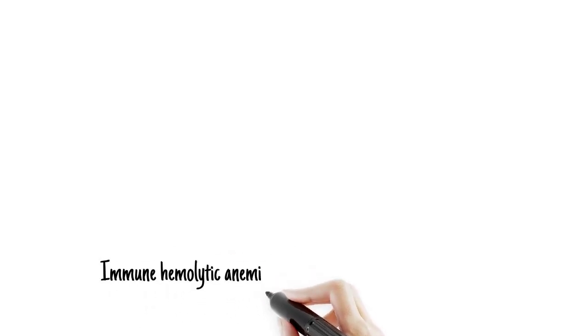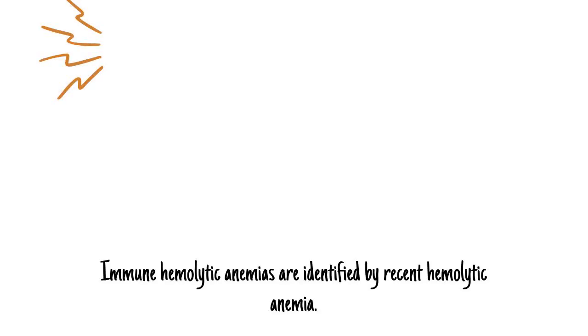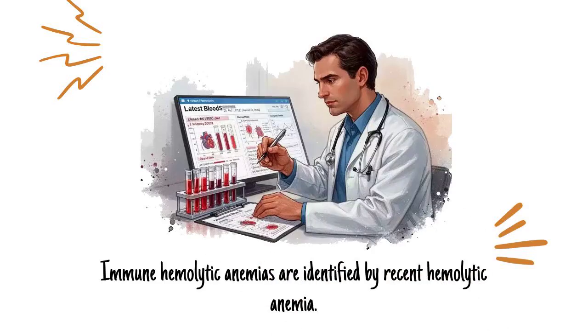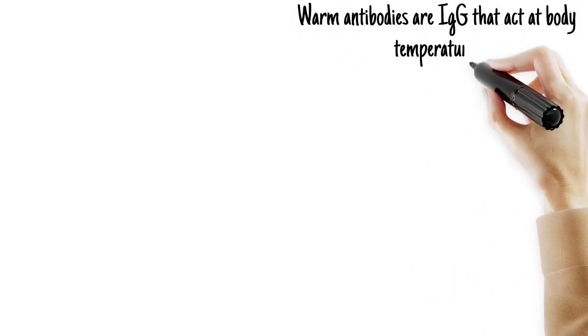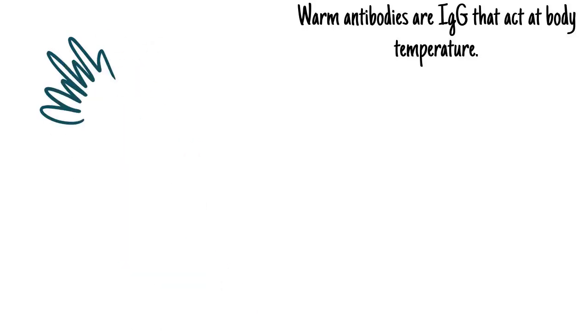Immune hemolytic anemias are flagged clinically by a hemolytic anemia that develops recently, prompting the clinician to suspect an immune mechanism. The most common form is warm antibody autoimmune hemolytic anemia, which is driven by IgG autoantibodies that attach to red cell surface antigens, most often Rh blood group antigens. These IgG antibodies are called warm because they function optimally at body temperature, 37 degrees Celsius.